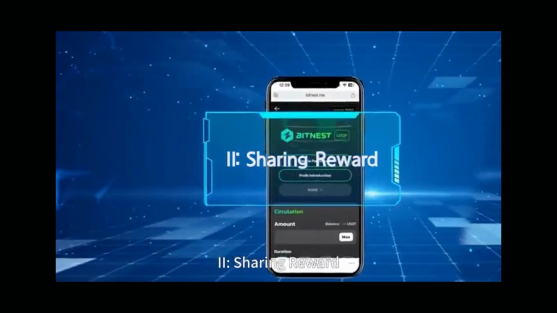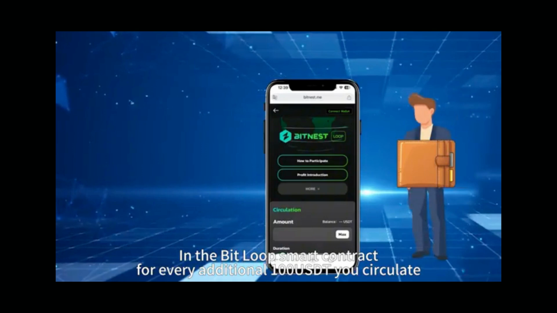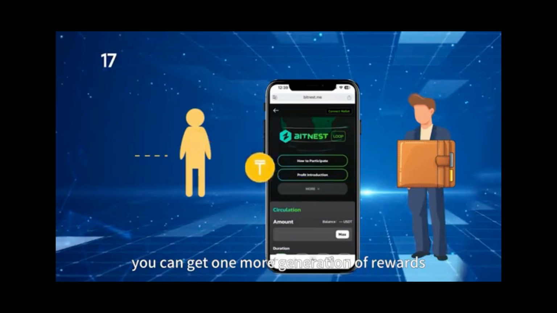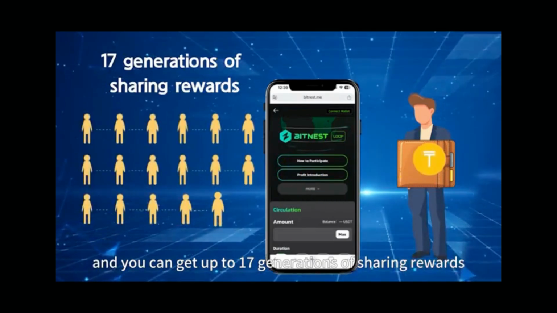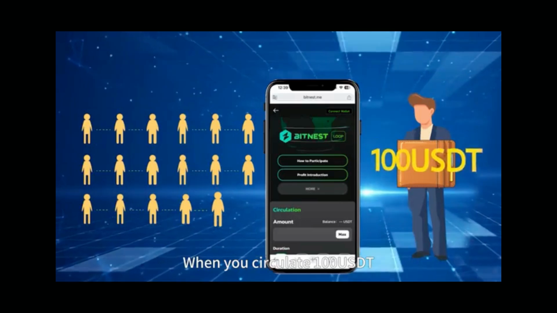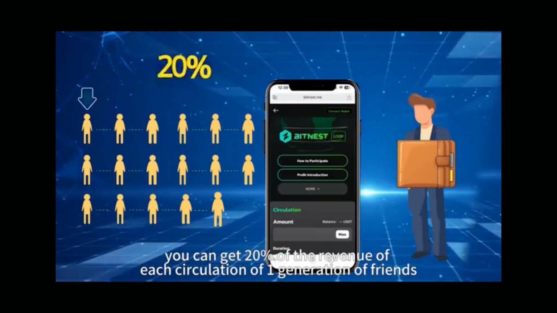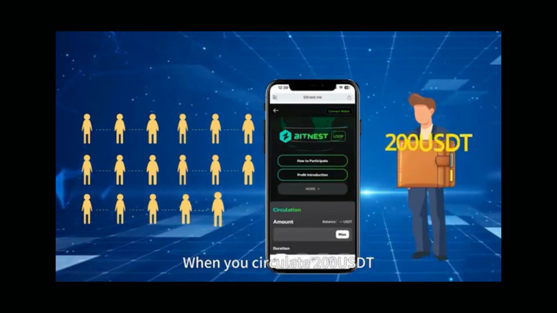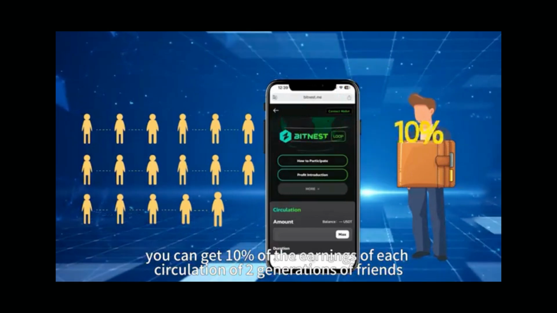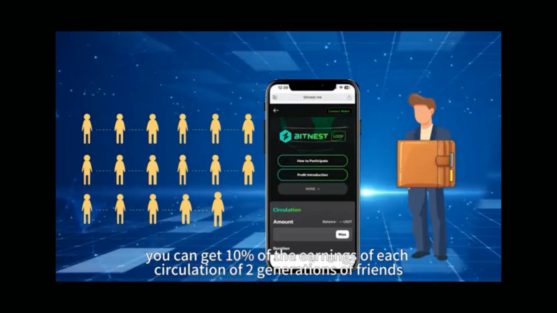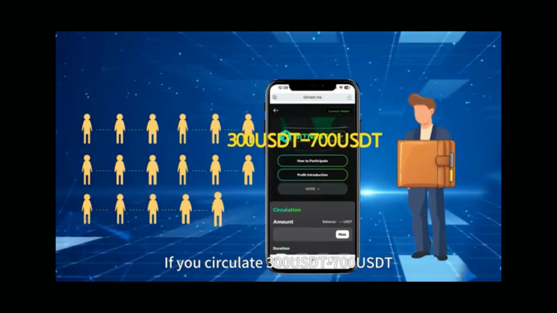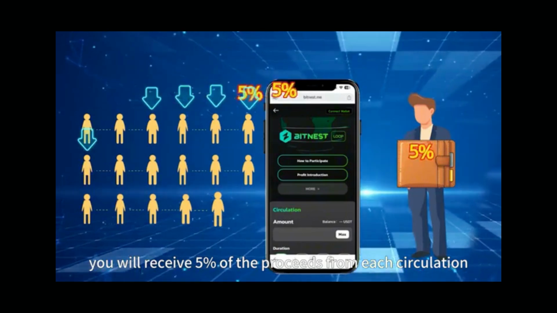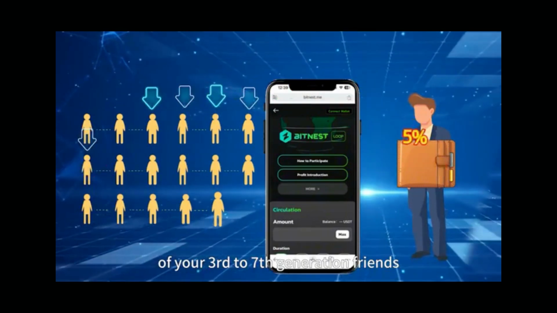Number 2. Sharing reward. In the BitLoop smart contract, for every additional 100 USDT you circulate, you get 1 more generation of rewards, and you can get up to 17 generations of sharing rewards. When you circulate 100 USDT, you can get 20% of the revenue of each circulation of 1 generation of your friends. When you circulate 200 USDT, you can get 10% of the earnings of each circulation of 2 generations of friends. If you circulate 300 to 700 USDT, you will receive 5% of the proceeds from each circulation of your 3rd to 7th generation friends.